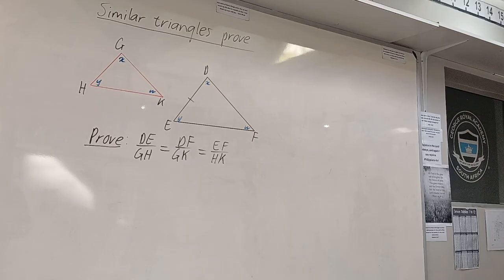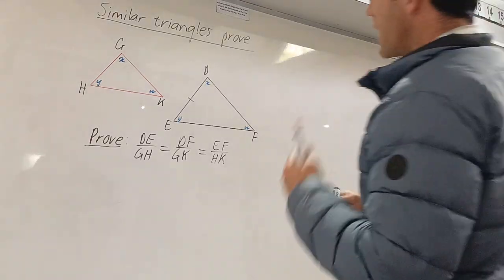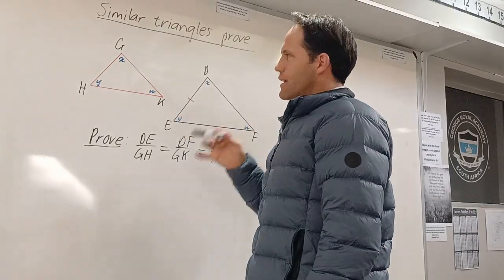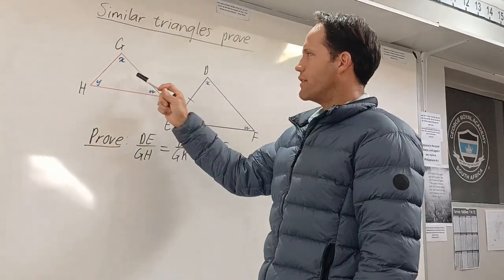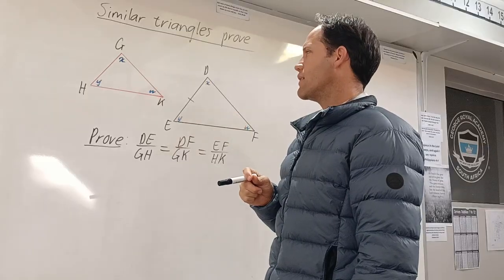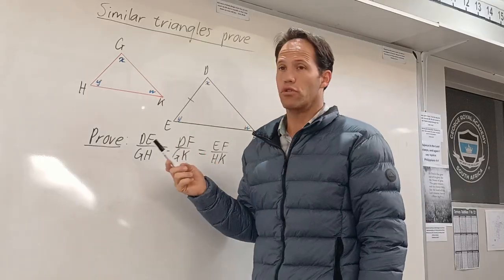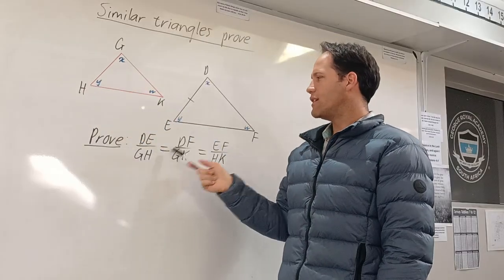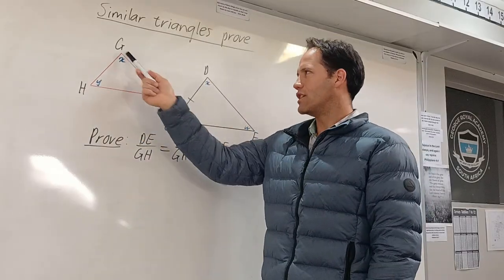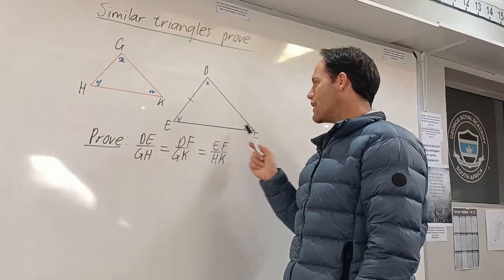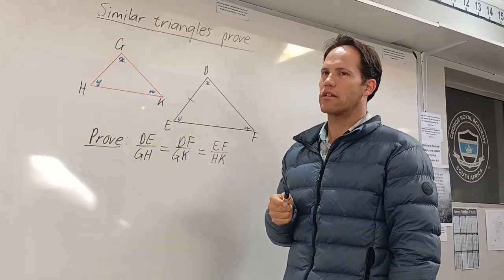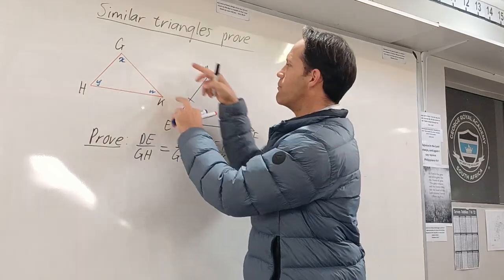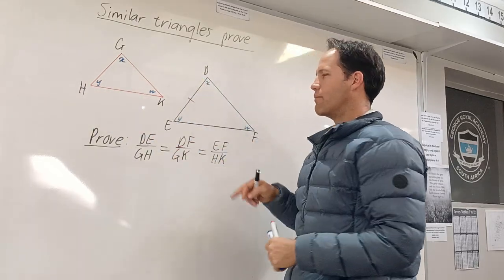Okay, so the similar triangles proof for equal angular triangles. If they give you in an exam these two triangles, and they say you must prove that DE over GH is equal to DF over GK, which is equal to EF over HK. That's what you must prove. You must basically prove that the ratios between the bigger and the smaller one stay the same.